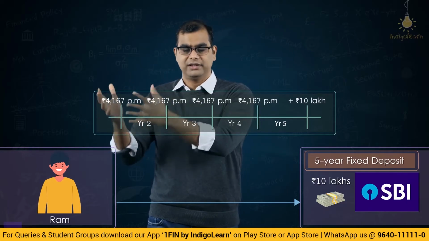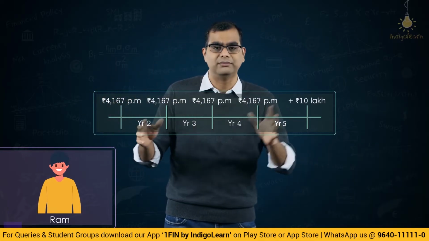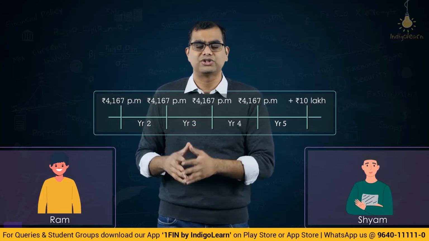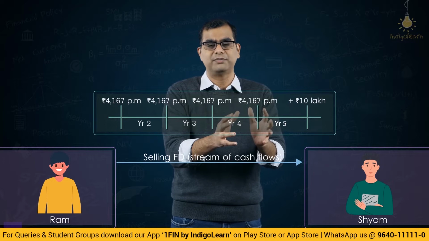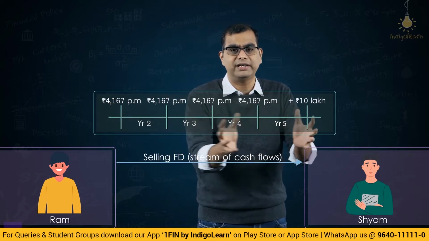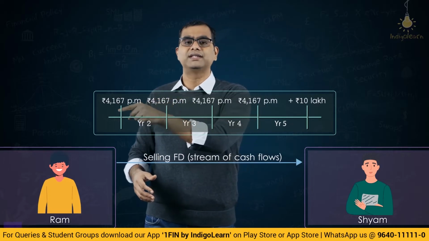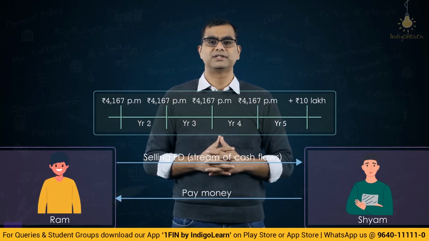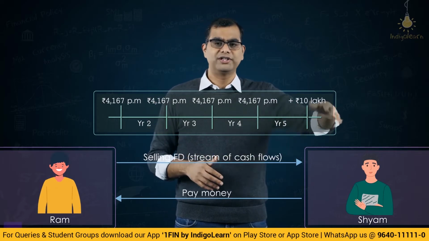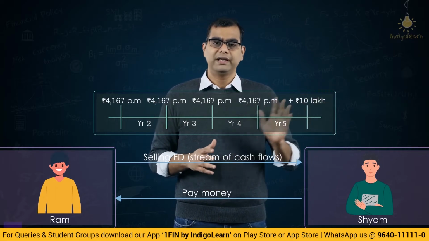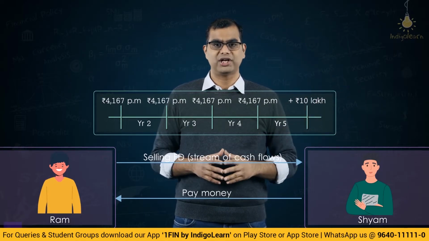So instead of Ram receiving this money, let us say some Shyam. You are selling this fixed deposit to Shyam, and Shyam will receive all this money. I am selling this fixed deposit, so basically I am selling the entire stream of cash flows, and Shyam will now pay me some money for this entire fixed deposit. So now SBI is gone, no longer there in the story. SBI is paying interest, but now a new party has come called Shyam.